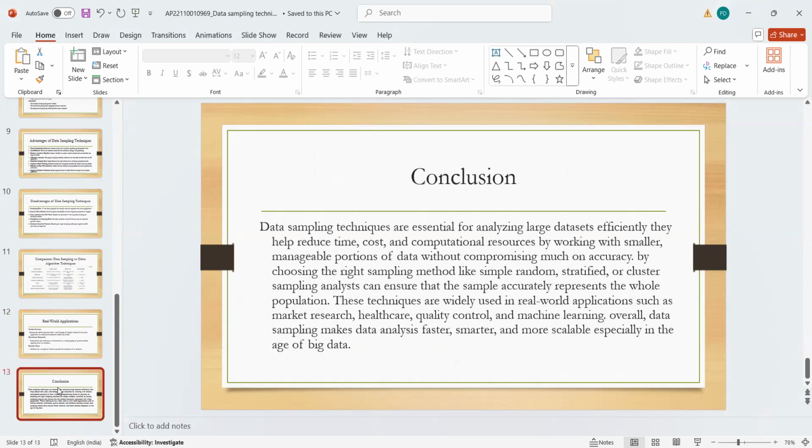Conclusion: data sampling techniques enable efficient analysis of large datasets by reducing time, cost, and resources while maintaining accuracy. By selecting methods like random, stratified, or cluster sampling, analysis ensures representative results across real world applications.